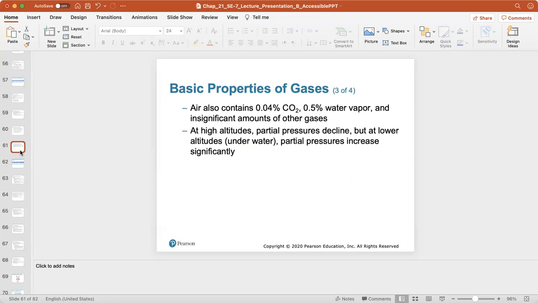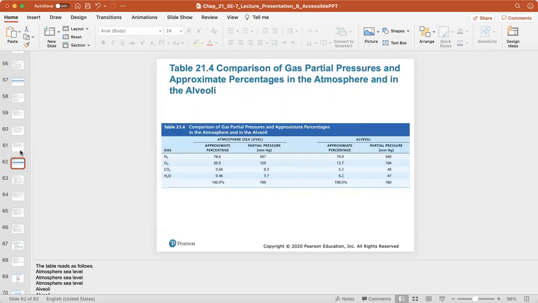Air also contains about 0.04% carbon dioxide, 0.5% water vapor, and other insignificant amounts of other gases. But at high altitudes, the partial pressures will decline, and at lower altitudes underwater, the partial pressures increase significantly. So here's a comparison of gas partial pressures and their approximate percentages in the atmosphere and in the alveoli. And you can see here the atmosphere at sea level, and then the approximate percentage of each gas in the alveoli. And you can see again how nitrogen makes up most of our partial pressure in the air.